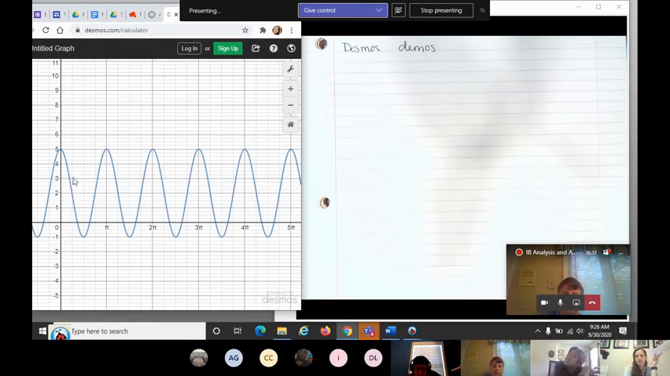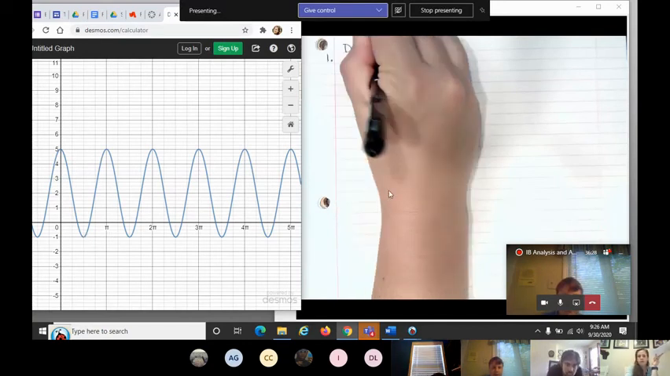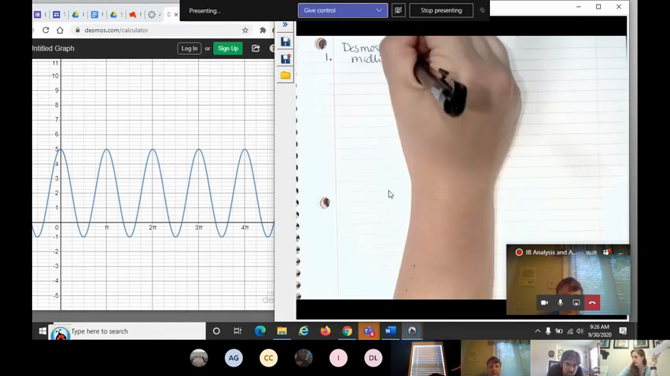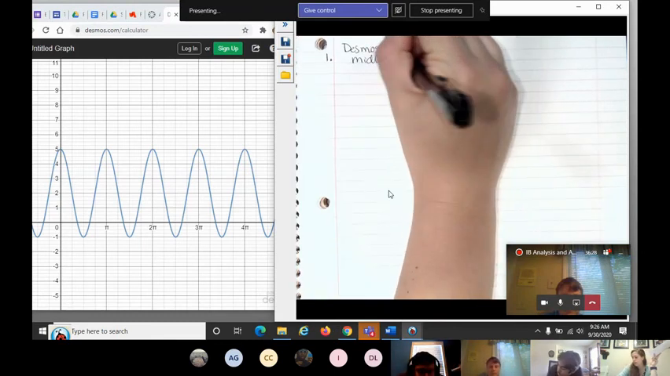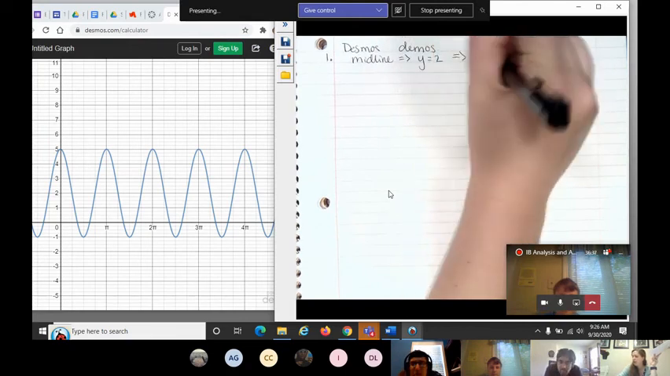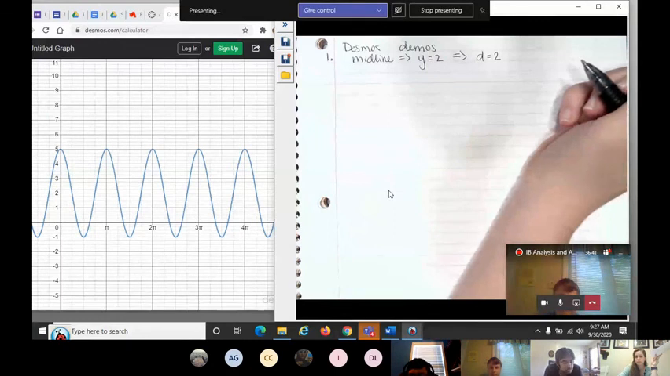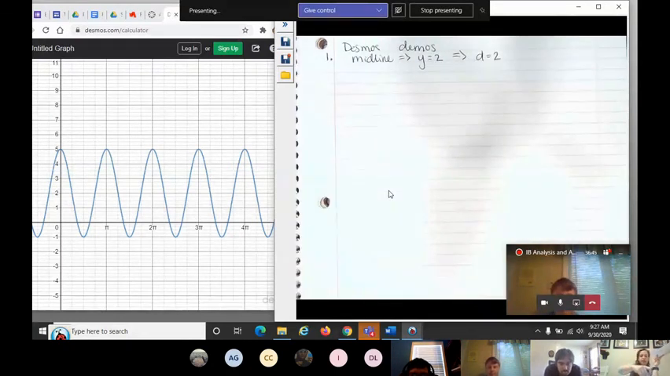So Heath, our maximum is at 5, our minimum is at -1. So where do you think our midline is going to end up? Our midline would be at y equals 2. Very good. So our midline ends up being at y equals 2, which means that our d value in our function should be 2 as well, right? Yeah. Okay, good. All right, thank you very much, Heath.